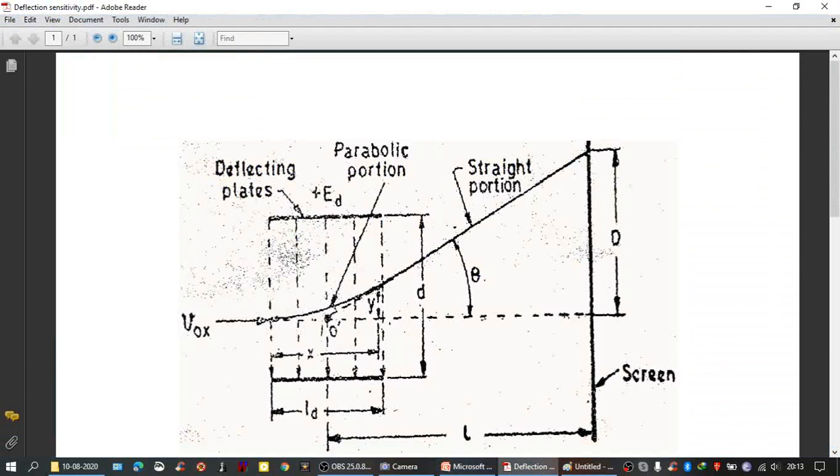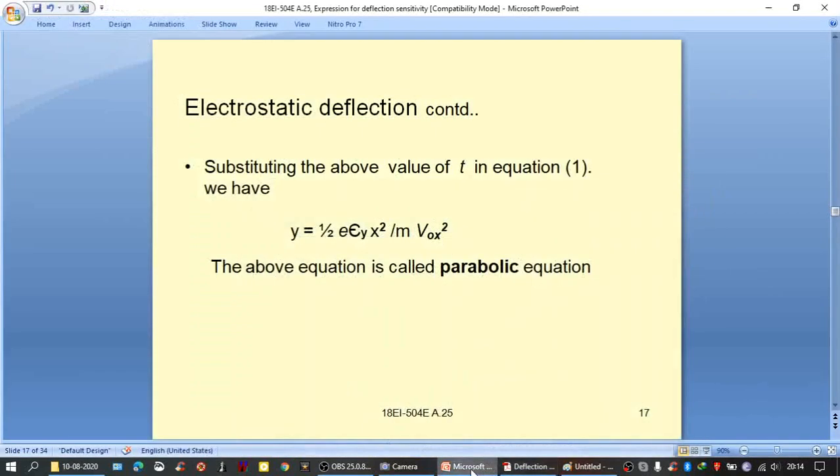Only up to this portion it is parabolic in nature. After that it would be linear. Now, in this parabolic path, if I find the tangent, then I can conveniently find out what is the value of d simply by extending the line by identifying the slope.